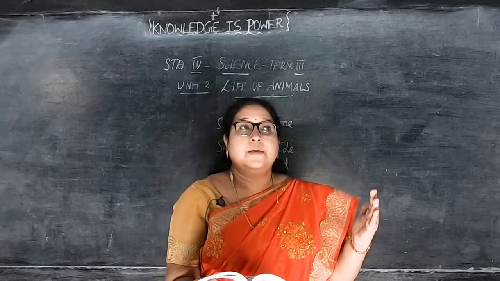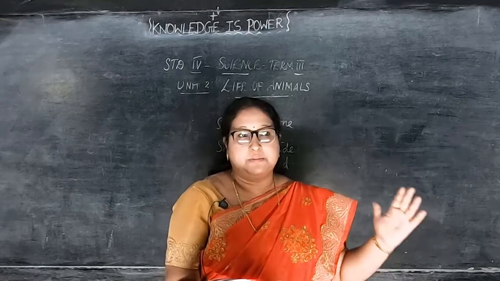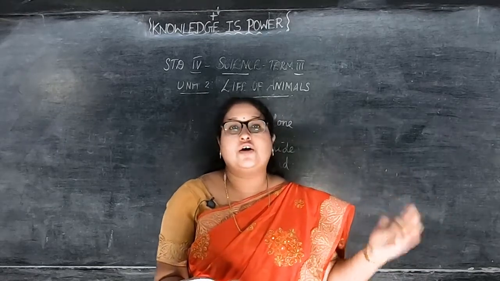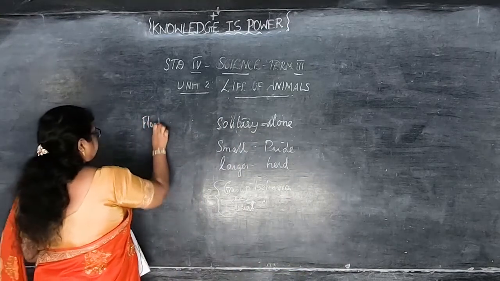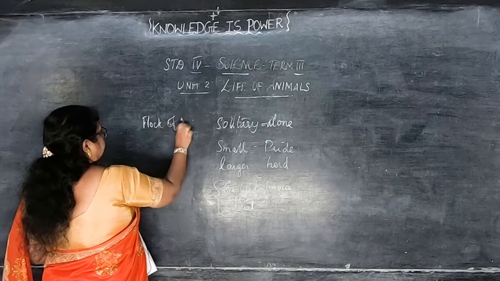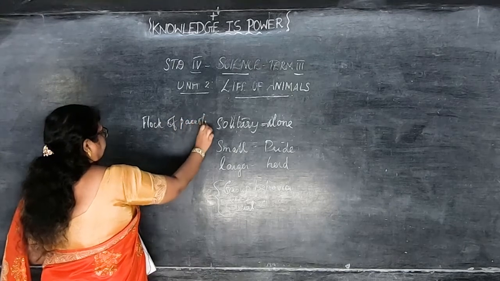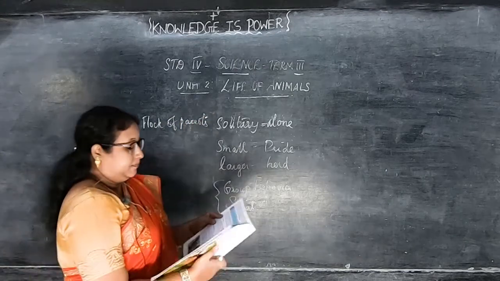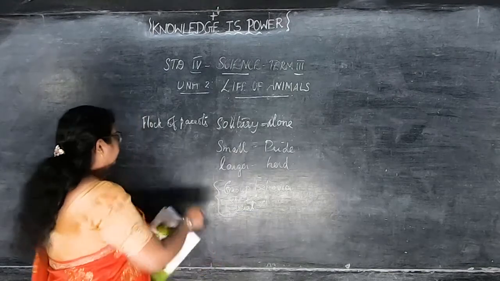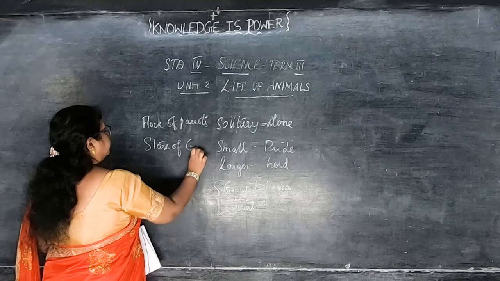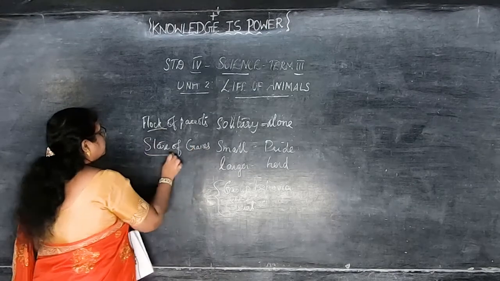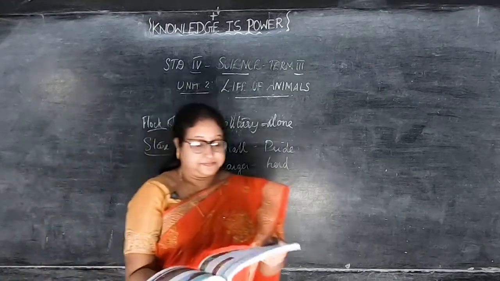For example, parrots. When parrots are in a group, we cannot say group of parrots. What do we say? Flock of parrots. We cannot say group of parrots. We can say flock of parrots. So each bird has a different name. Then stare of cranes. We cannot say group of cranes. We have to say stare of cranes. So the name changes.